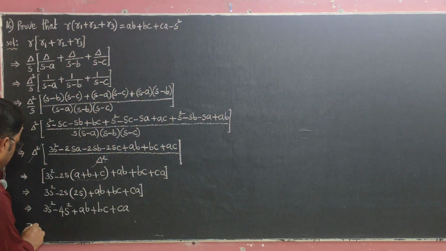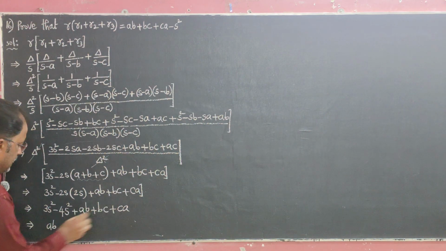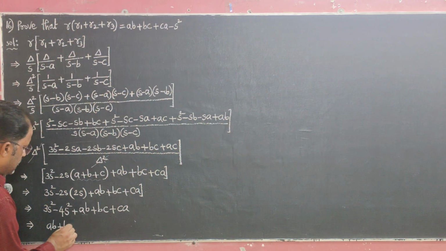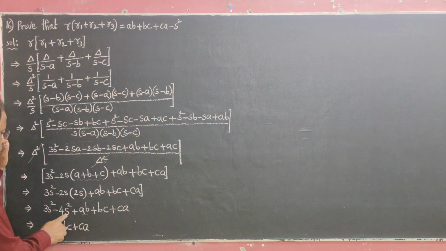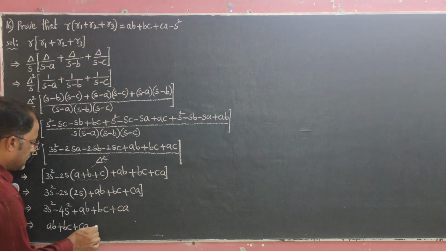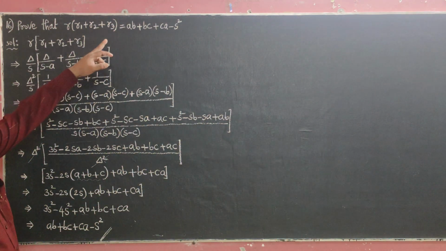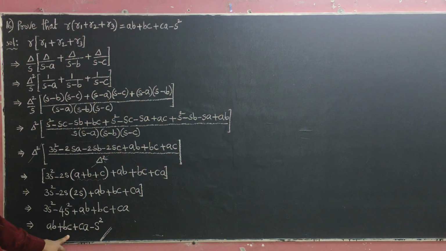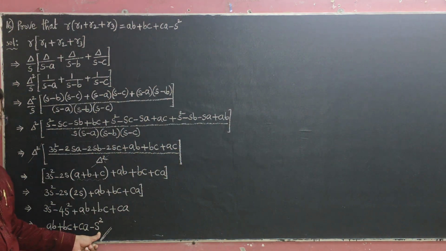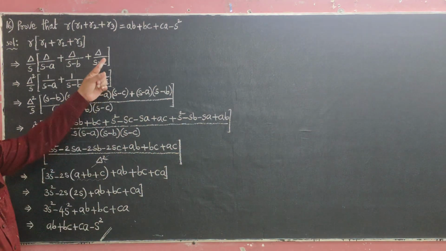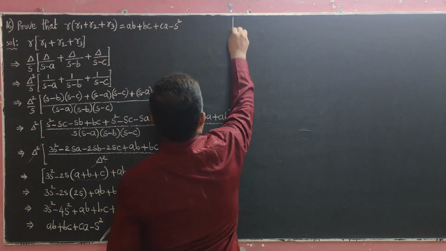Now write the positive terms first of all. First write ab, then write plus bc, then write plus ca. And 3s square minus 4s square means minus s square. Clear? The required answer is ab plus bc plus ca, minus s square. 3s square minus 4s square means 1s square, minus 1s square. Clear? So this is the solution of the 16th one.